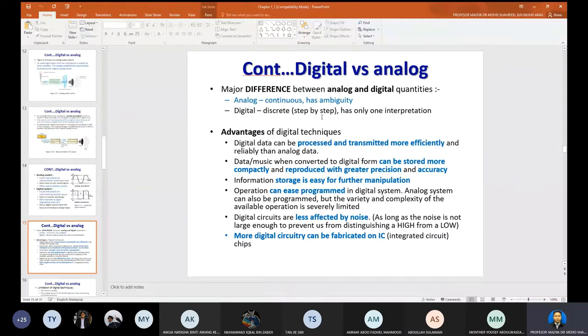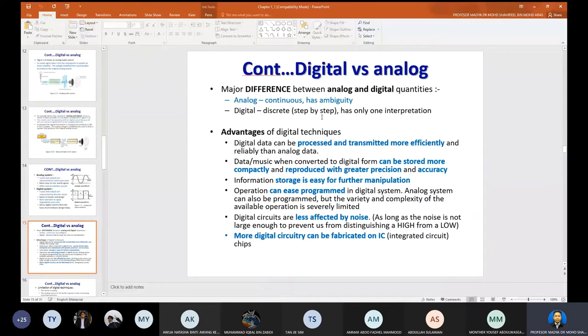The advantage is that digital data can be processed and transmitted more efficiently and reliably than analog data. Data or music converted into digital form can be stored more compactly and reproduced with greater precision and accuracy. Information storage is easier for further manipulation, and operations can be programmed in a digital system. An analog system can also be programmed, but the variety and complexity of the available operations is severely limited.